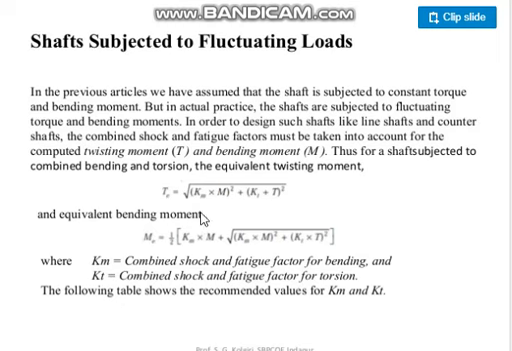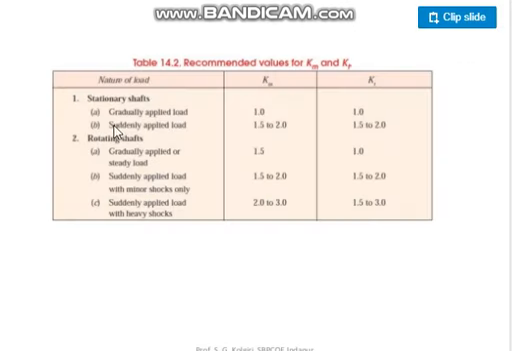So this is the equivalent torque, and similarly the equivalent bending moment will be Me equal to half of the expression. Without Km and Kt, if they are 1, you will get the normal equation. But if you are multiplying M with Km and T with Kt, then you are designing for fluctuating loads. So the following table recommends the values of Km and Kt.